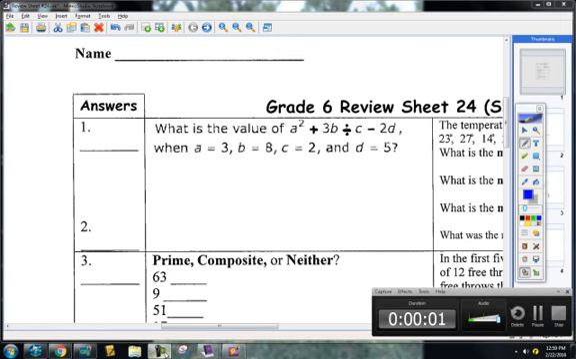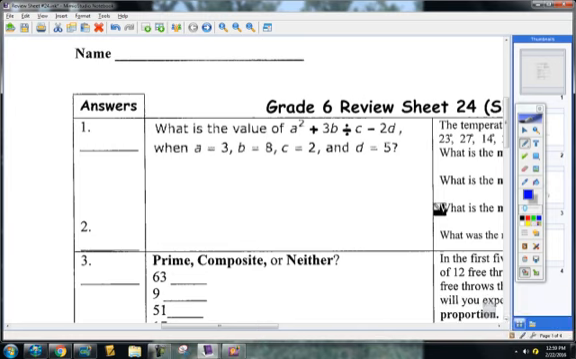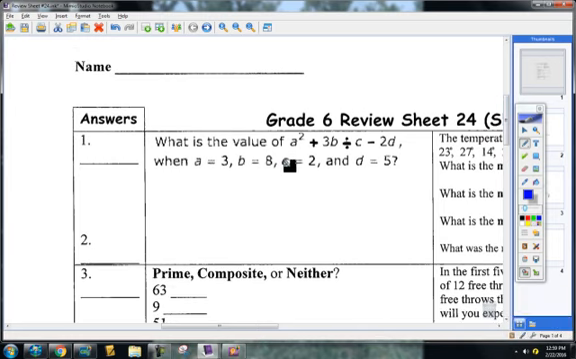Alright, this will be the review sheet number 24 quick video. Hopefully it helps you out and can help guide you a little bit if you get stuck. Okay, first thing here is, number one, this is just evaluating an algebraic expression. So this is just chapter 7, learning target number 3. So any questions you may have, just go ahead and take a look at your most current notes.